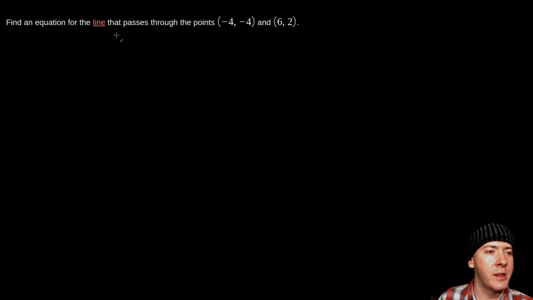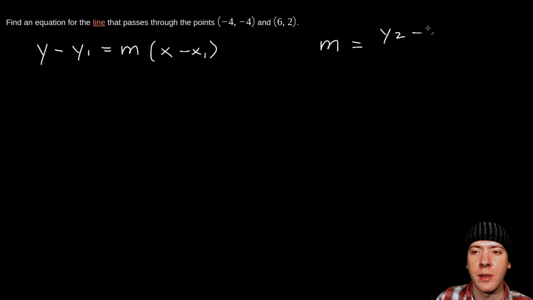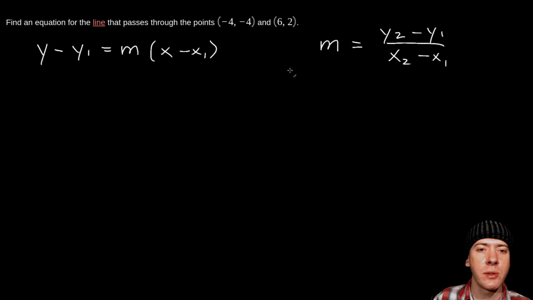Here it is. It asks us to find the equation of the line that passes between these 2 points. I'm going to write down the point-slope form of a line, which is this: y minus y1 equals m times x minus x1. M is the slope, and we can find the slope between these 2 points using this formula: y2 minus y1 divided by x2 minus x1. So let's call one of these points x1, y1. Let's make it the first one. And we'll call the second point x2, y2.